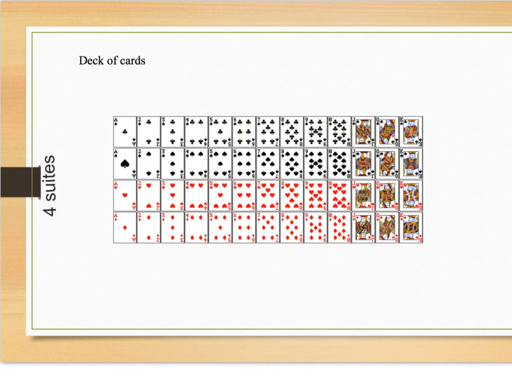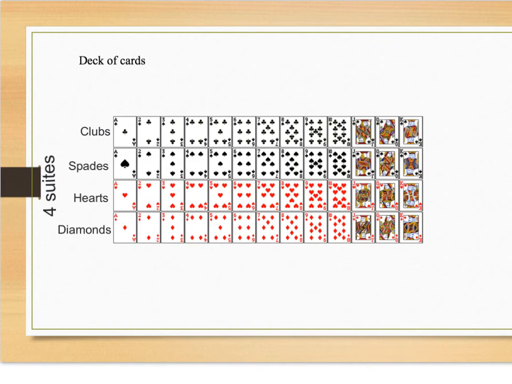First thing you need to know is that we have 4 suits. There are 4 suits, and they are called clubs, spades, hearts, and diamonds. You can also see that there are 2 colors: all the black cards and all the red cards.